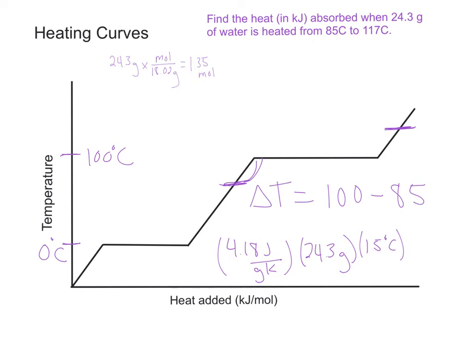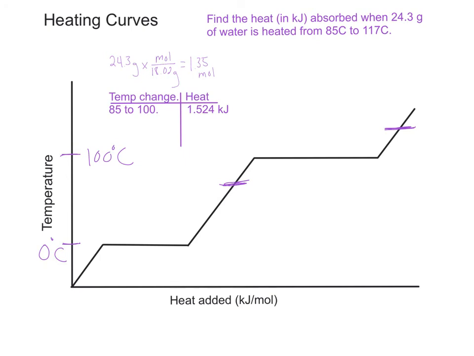So if you multiply these all together, we end up getting 1,524 joules. Or another way to say that is 1.524 kilojoules. So just for organization's sake, I put the amount of heat that we just calculated over in this nice little table to make sure that we are keeping up with all of the temperature changes that we need.